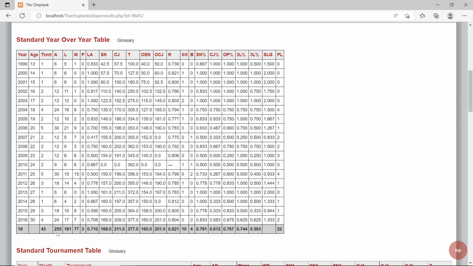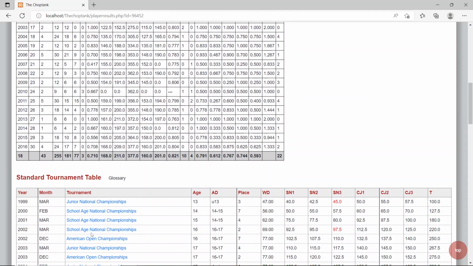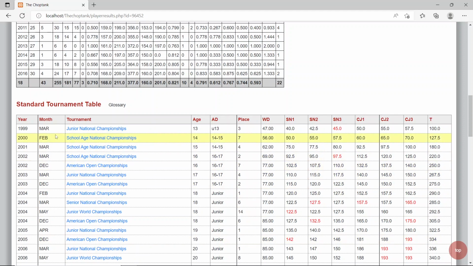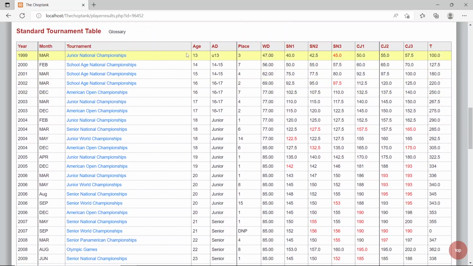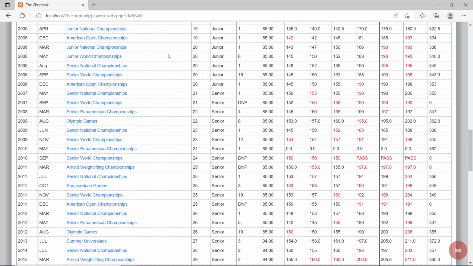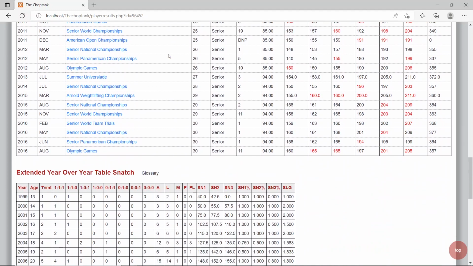He has taken over 255 attempts throughout his career. He made 188, 81 of them, and he only missed 77. That's really amazing. Scrolling down, we go to the standard tournament table, and then again, in chronological order, we see every tournament that Kendrick Ferris ever competed in. It's really cool to have this.